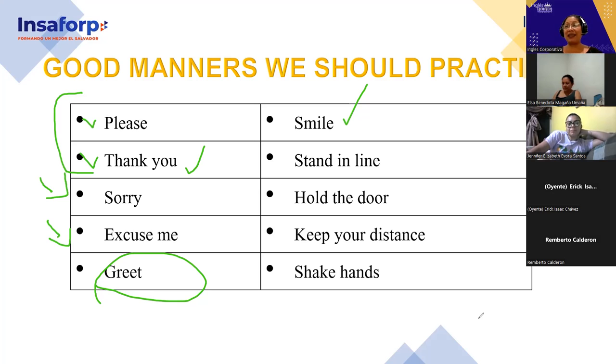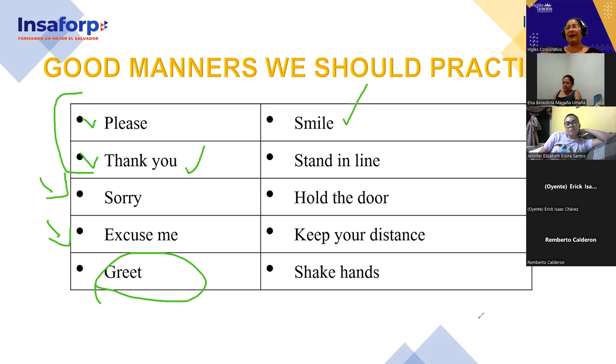Tampoco hay que malinterpretarla, right? Because if someone smiles at you, no es porque le guste. It is because that person wants to have a better communication with you. Right? So we need to understand the body language. We need to understand that. Right?